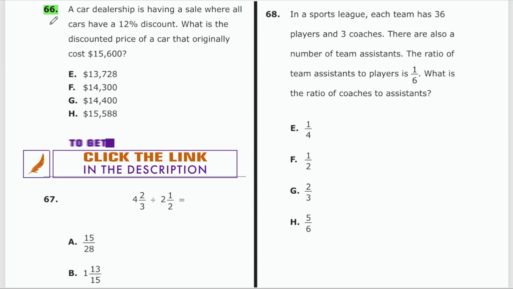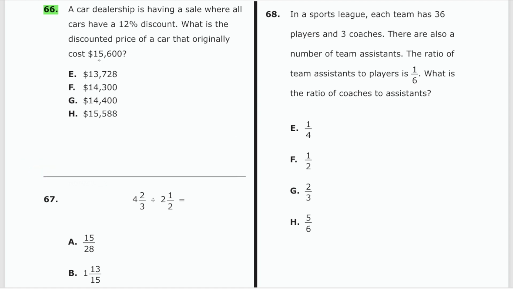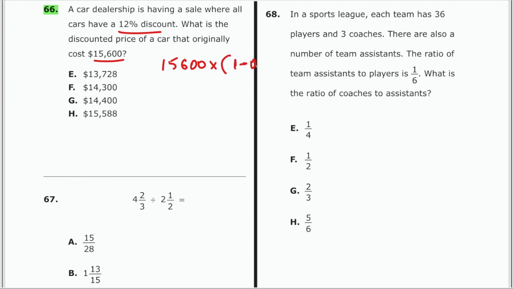How was I able to do this problem so fast? So there's a traditional way of doing this problem. It's simple. You have the price 15,600 and you multiply this by something which is with a 12% discount. That is essentially 1 minus 0.12, right? So 100% minus 12%. So that's equal to 15,600 multiplied by 0.88.